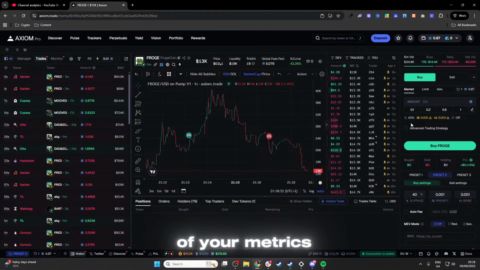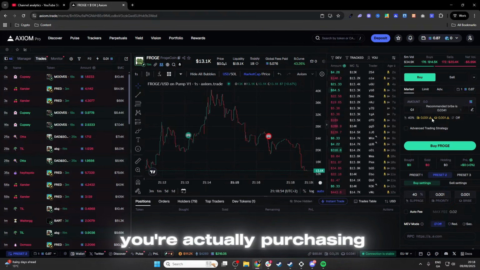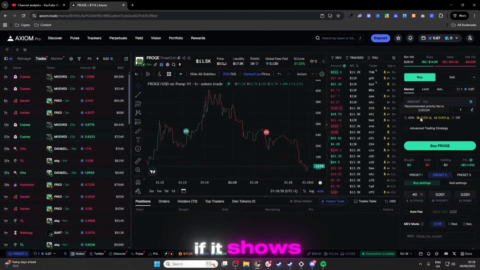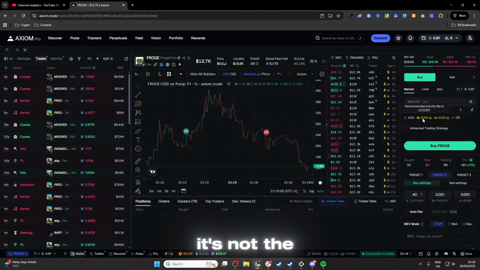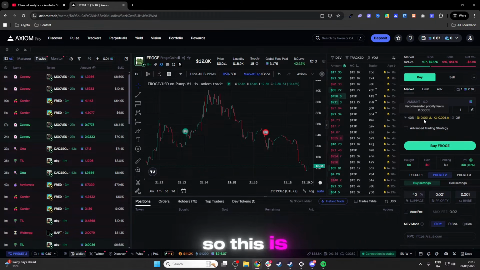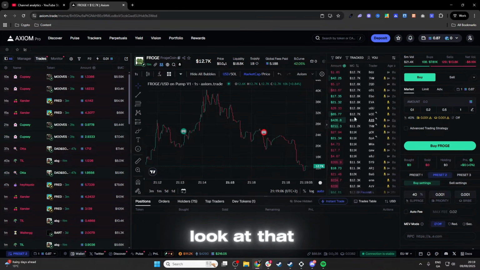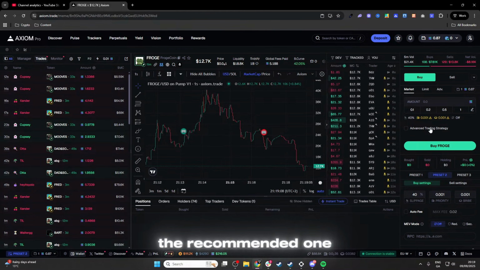It has all of your metrics just below where you're actually purchasing. So you can review exactly how much you're going to spend. If it shows up as yellow or red, it means that it's not the recommended amount. So this is actually below the recommended one. So take a look at that. This will still activate. You don't always need to use the recommended one.